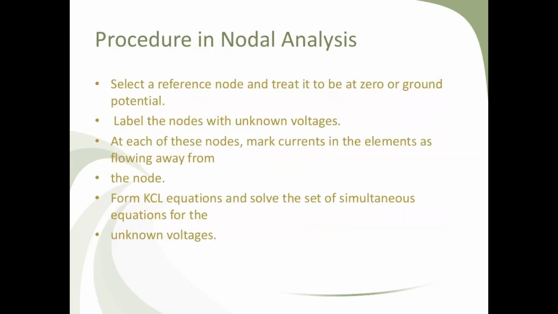Let us see the procedure in nodal analysis. First, select a reference node and treat it to be at zero or ground potential, which can be written as V reference is equal to 0. Then label the nodes with unknown voltages like V1, V2, V3, and so on.